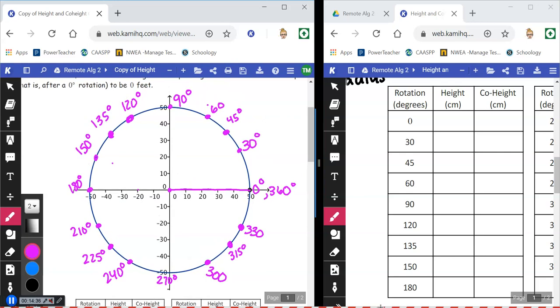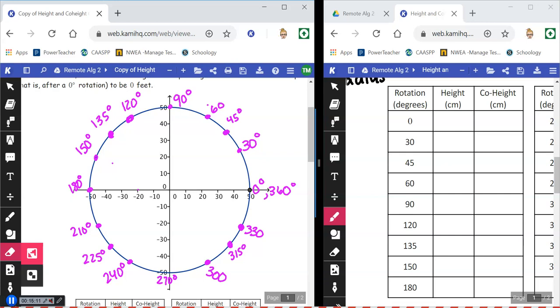Okay, here we go. So we've got all of our angles labeled, counting by 45s: 45, 90, 135, 180, 225, 270, 315, and 360, and then counting by 30s: 30, 60, 90, 120, 150, 180, 210, 240, 270, 300, 330. So we did basically all the easy angles that we can make without having to really use a protractor to measure them. So what we want to do is find the height and coheight at each of these points.